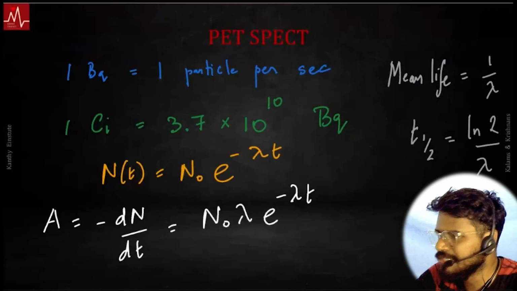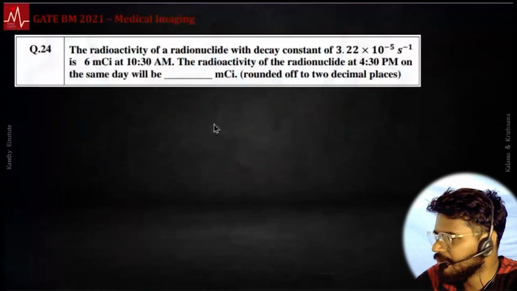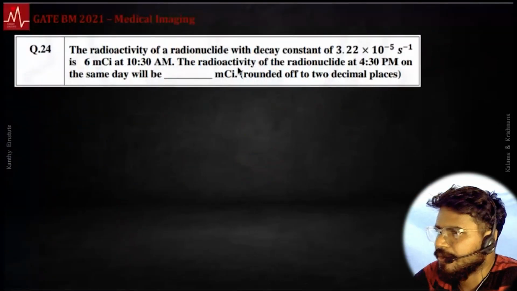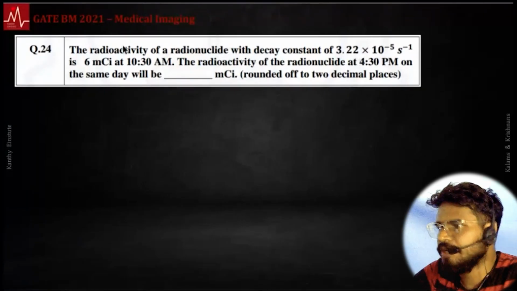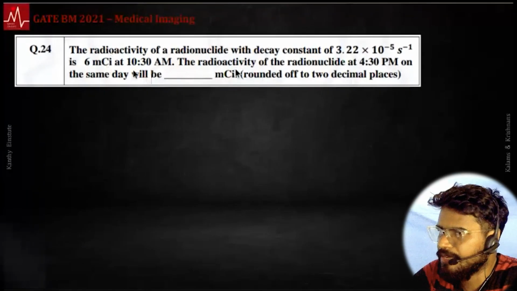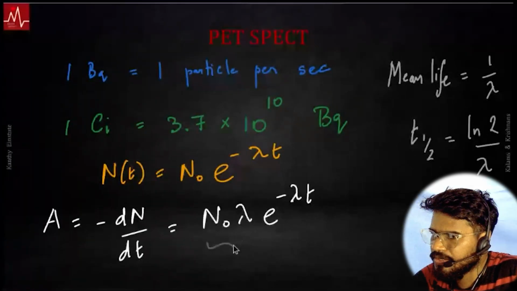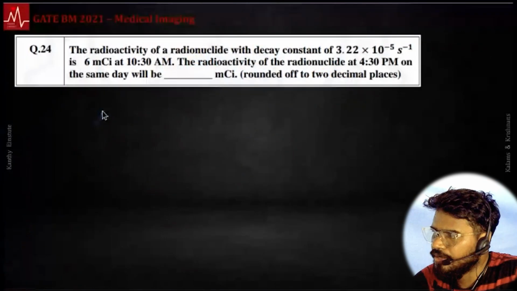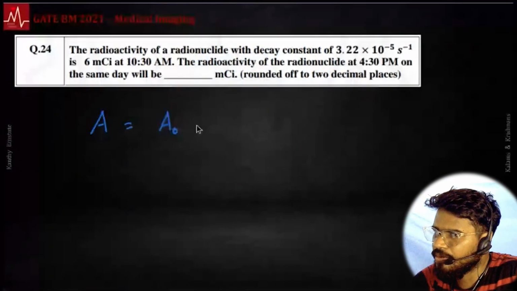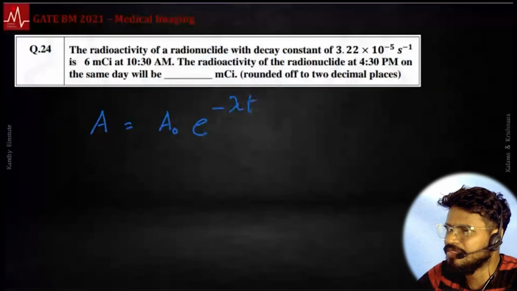Let's quickly go solve this. Let's quickly verify the answer key. The activity of a nuclide with decay constant of 3.2 into 10 power minus 5 per second is 6 millicurie. What is the radioactivity of the radionuclide at 4:30 p.m. on the same day? So notice you can call this A naught, initial radioactivity, right? So what is given here is A is A naught e power minus lambda t. We want to make sure lambda and t are in the same unit.